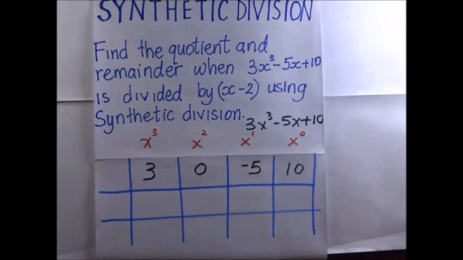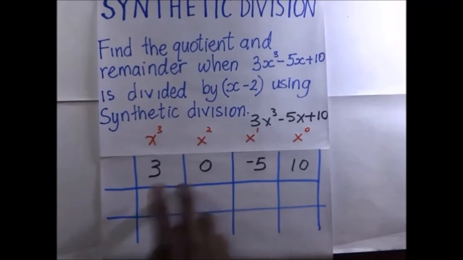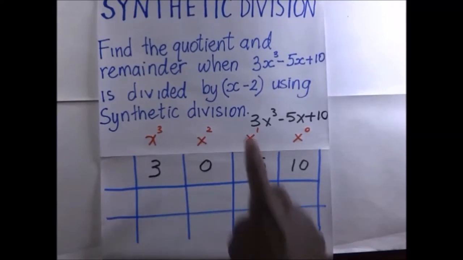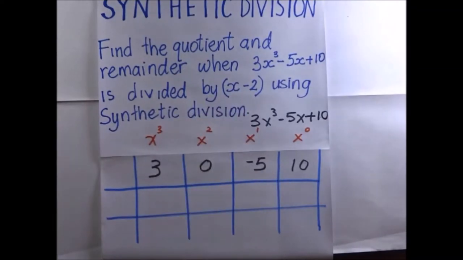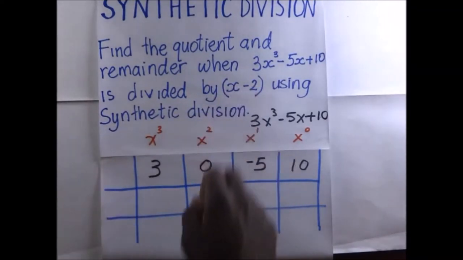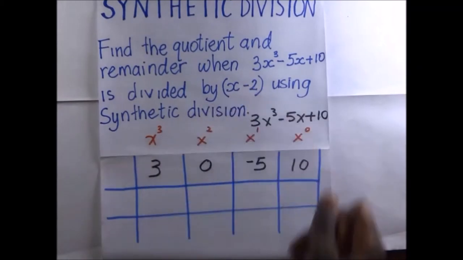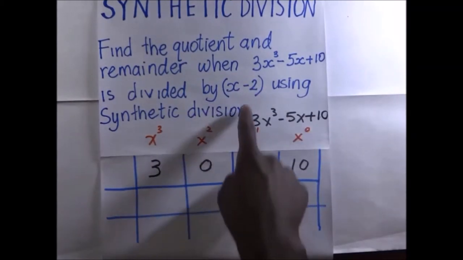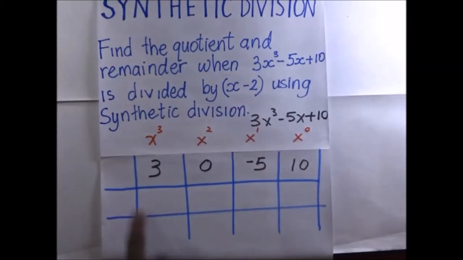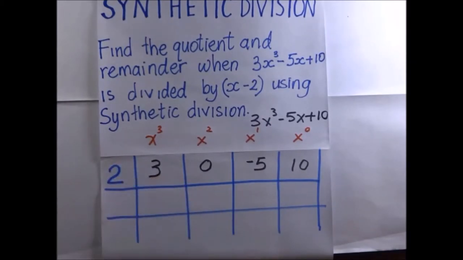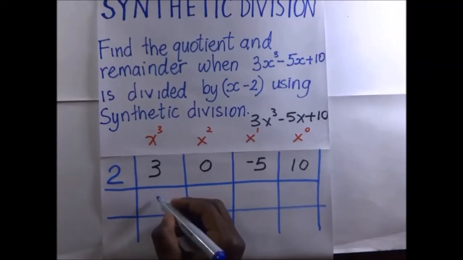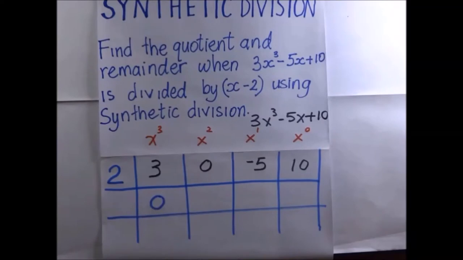Like that. And now, after stating those coefficients, they are telling us that this polynomial is divided by x minus 2. So if it is divided by x minus 2, meaning that if we say x minus 2 is equal to 0, it means the value of x is going to be positive 2. So we put the positive 2 here. We put a 0 at the first step here.